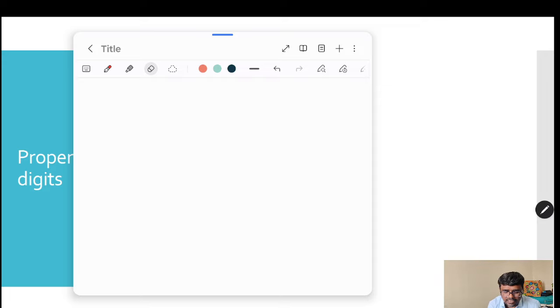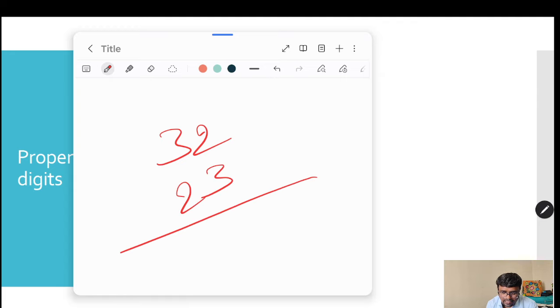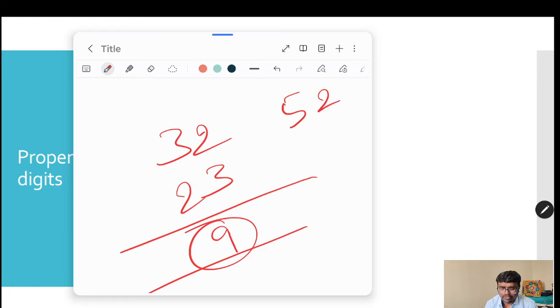Let us say 32. You can choose any two digit number. 32 is a number. Reverse it, 23, and find the difference. What is the difference here? 9. 9 is a multiple of 9. Yes, of course. You can choose any number. Let us say 52. Reverse it, 25. What's the difference? 27. Is 27 a multiple of 9? Obviously, there's a 9 three times.